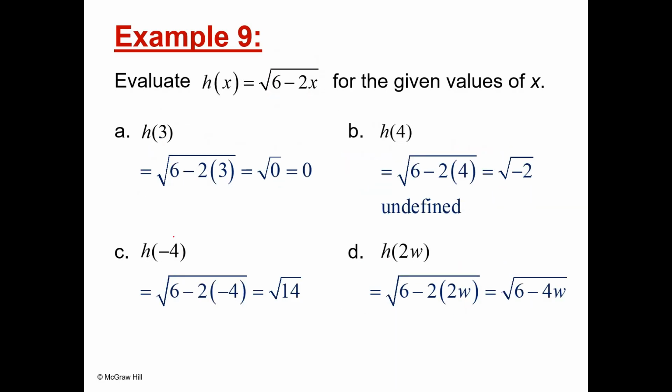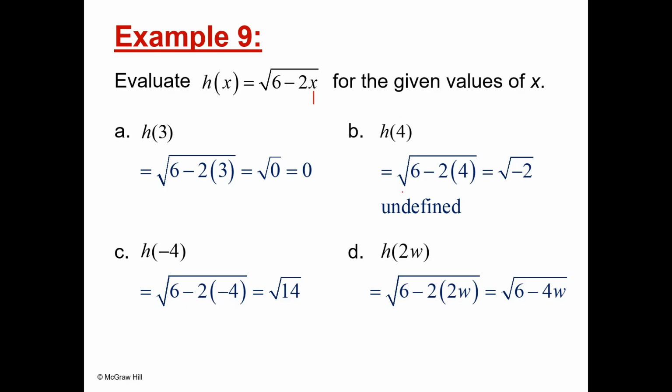In example number 9, we have another function, h of x equal to radical 6 minus 2x. If we place 3 in the function, taking x equal to 3, replace it in x over here, you will have 6 minus 2 times 3. 2 times 3 is 6. 6 minus 6 is 0. Radical 0 is 0.